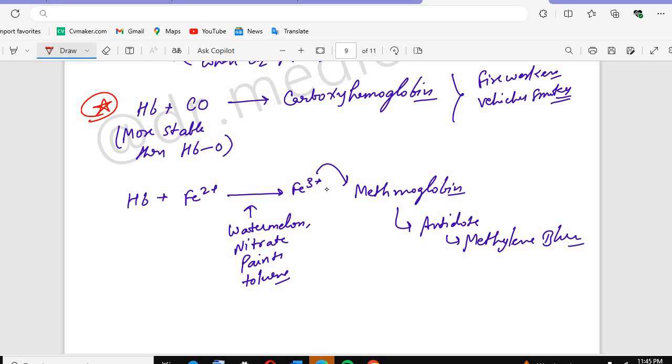What if you are eating less watermelon, not excessive watermelon, so we would have one enzyme here, that is the iron reductase. So if a few irons convert into Fe3 positive, the iron reductase will again convert them into Fe2 positive. But if you eat excessive watermelon, the iron reductase will be insufficient, and due to this, more Fe3 positive will be increased in our body, and that will lead to methemoglobin, and for that we will give the antidote, that is methylene blue.